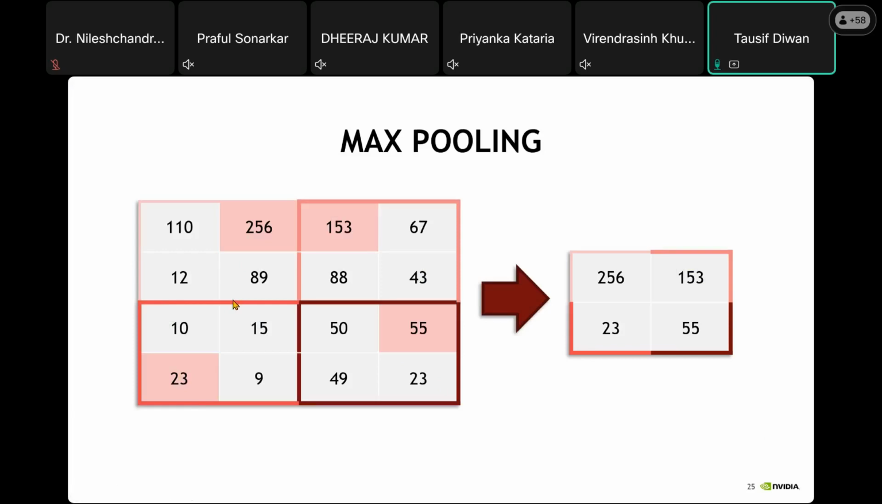If we apply a 2 cross 2 max pool, it means a 2 cross 2 region is considered and the maximum is taken out. So 256 is taken out and the remaining entries are ignored. Then with stride 2, the next 2 cross 2 region is 153, 67, 88 and 43. 153 is the maximum, so it is taken out, and like this. It is nothing but extracting the dominating and important feature. This is the second most important layer of CNN.